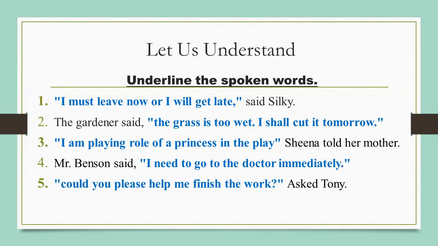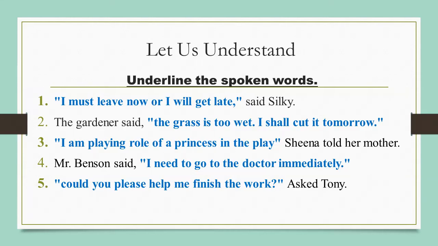Number 3, "I'm playing a role of a princess in the play," Sheena told her mother. Identify the direct speech and underline it. Identify the spoken words and underline it. "Mr. Benson said I need to go to the doctor immediately." "Could you please help me finish the work?" asked Tony. So it's very easy to identify the spoken words and also underline them in your books.